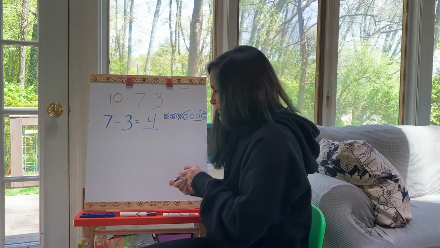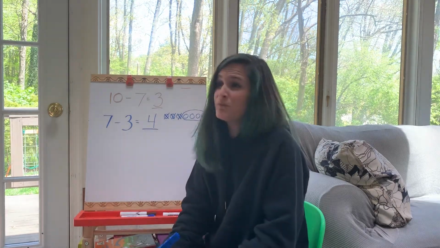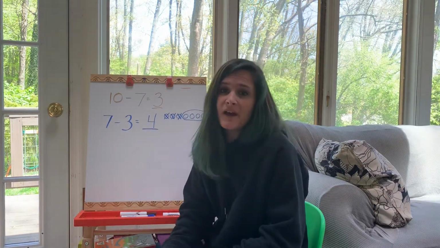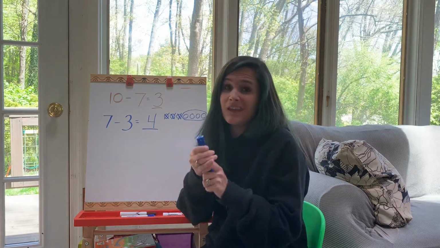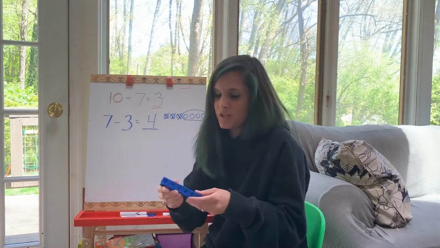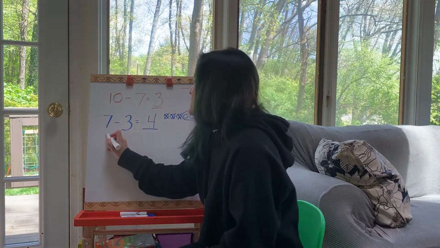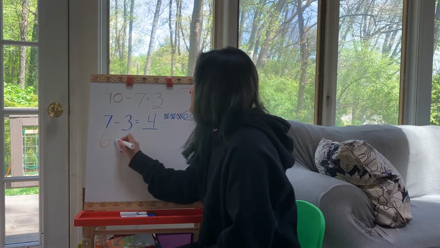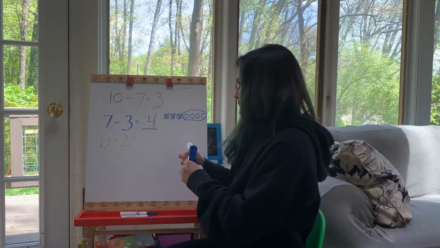Next up, I'm going to use a manipulative. Remember, manipulatives can really be anything that you have lying around that you have multiple of. I am going to be using linking cubes to help me with this, but you can really use any kind of object that you have around the house. So my problem for this is going to be 6 minus 2 equals.